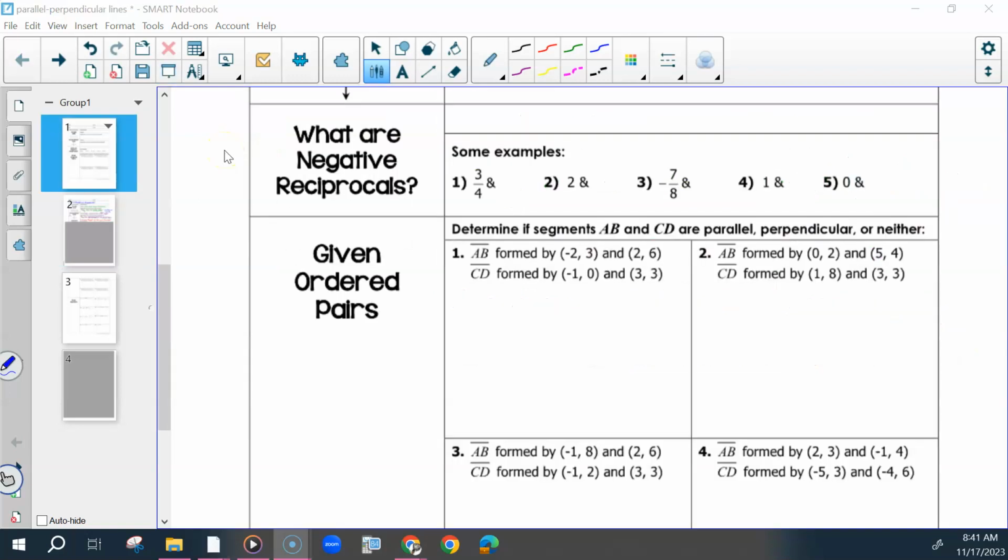So if I said, what is the negative reciprocal of 3/4? What would you tell me? Negative 4/3. Take it, flip it. If it's positive, make it negative. Okay. What about the negative reciprocal of 2? Remember that this is already over 1, so this would be negative 1/2. What about negative 7/8? Positive 8/7.